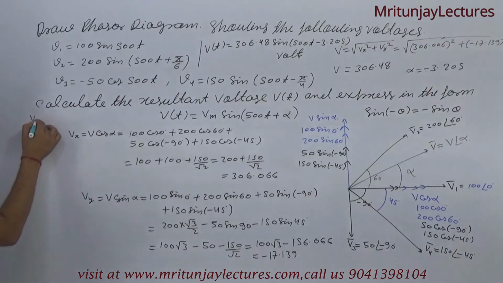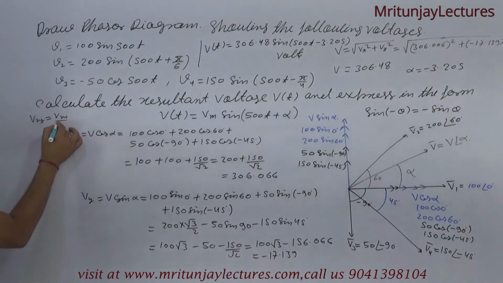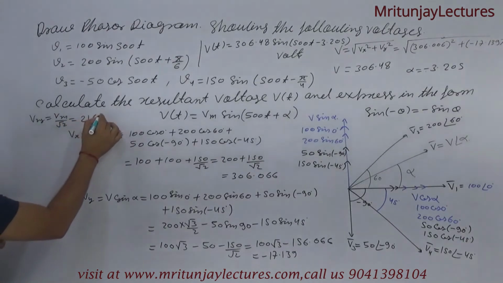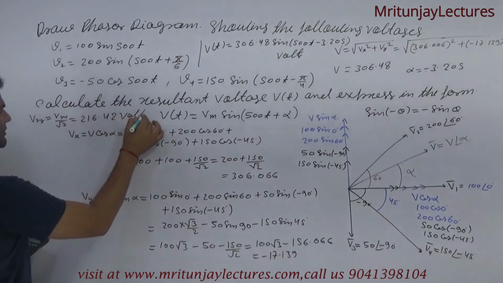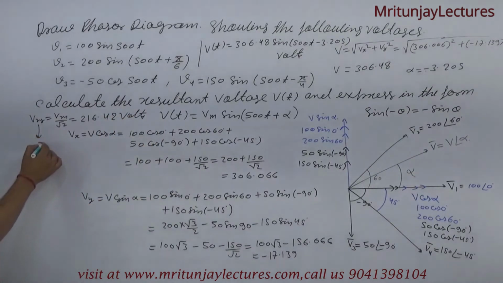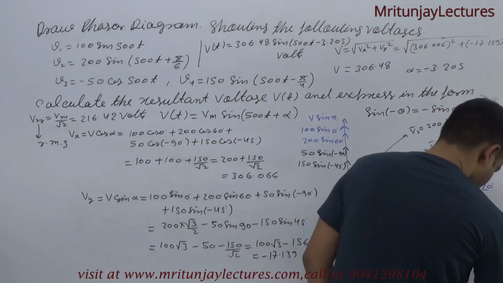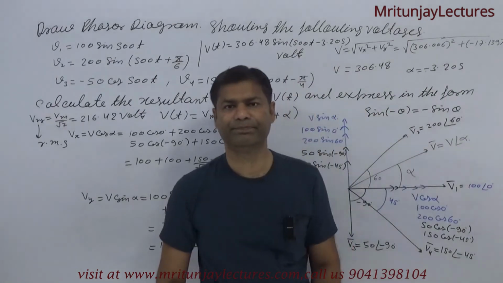If you want the VRMS value, so Vm by root 2. Okay, so 306.48 divided by root 2, sorry, 306.066 divided by root 2, we got 216.42 volt. This is the final. Okay, this is the RMS value of the resultant voltage.